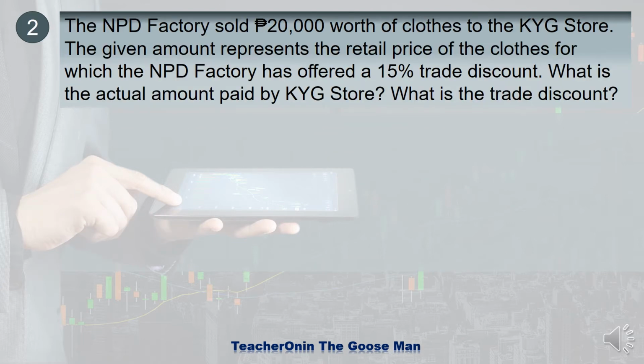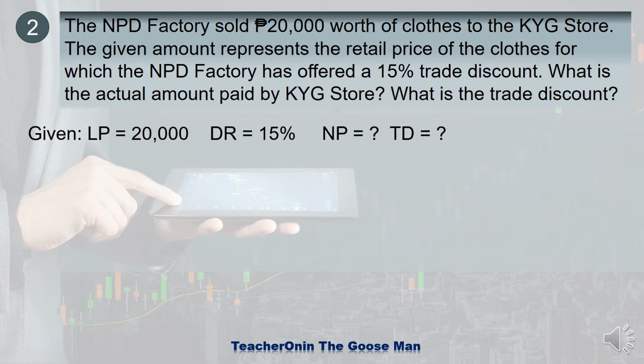Let's have a second example. The NPD Factory sold 20,000 pesos worth of clothes to the KYG Store. The given amount represents the retail price of the clothes for which the NPD Factory has offered a 15% trade discount. What is the actual amount paid by KYG Store, and what is the trade discount? Now, in order to solve this problem, let's identify first the given. The list price is equal to 20,000 pesos, the discount rate is 15%, and we do not know yet the net price as well as the trade discount.